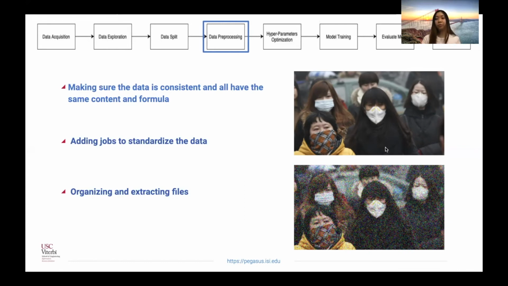So as you can see on the right, the image at the top is the original image without any Gaussian noise. And then the image at the bottom is the same image, but with the Gaussian noise.